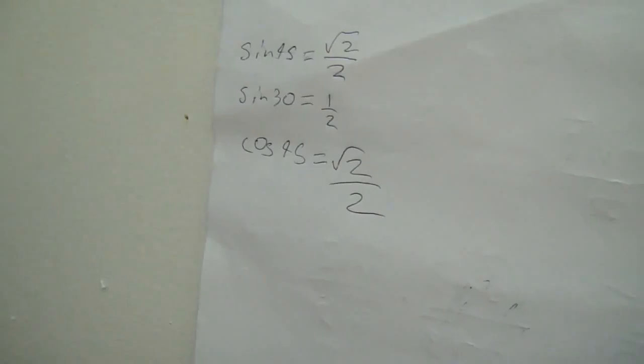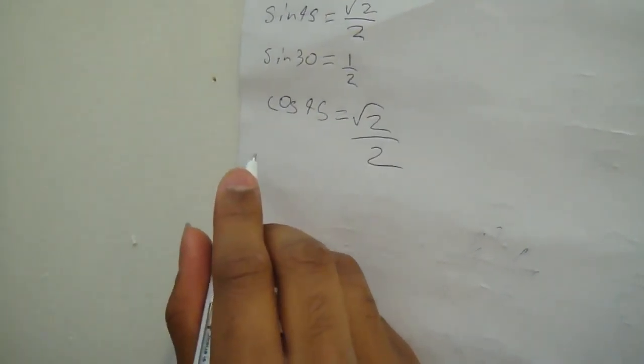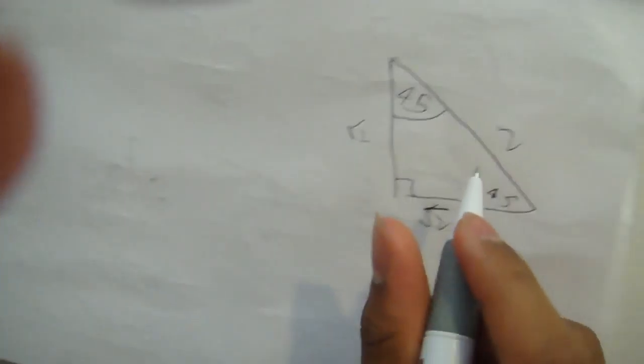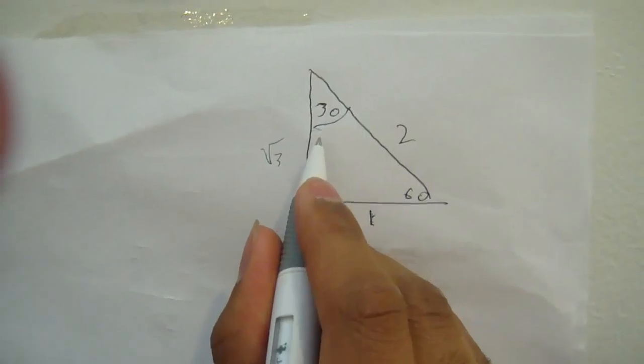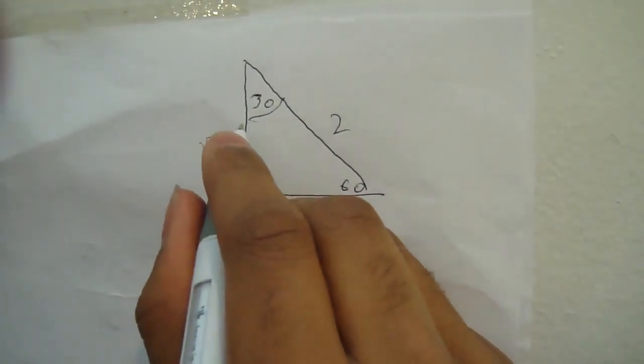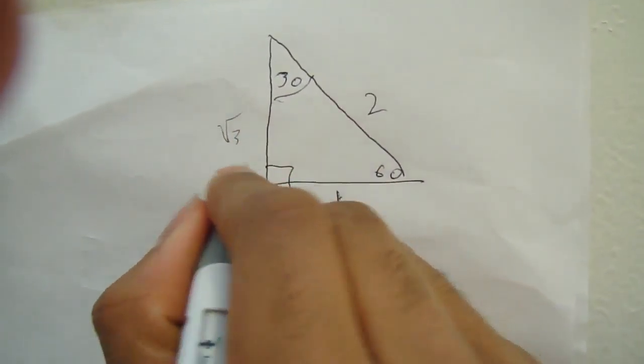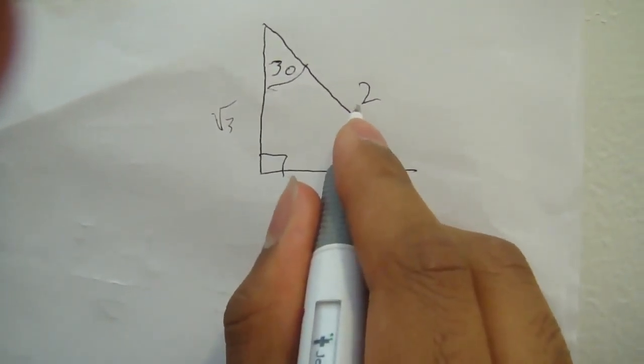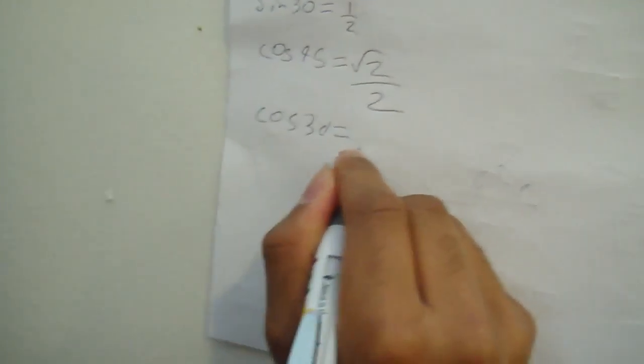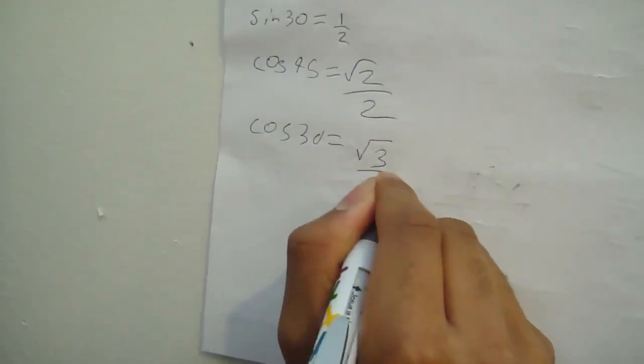Now we need to find cos of B, which is 30 degrees. So what would cosine of 30 be? Since it's adjacent over hypotenuse, we would use the adjacent, which is square root of 3, and the hypotenuse, which is 2. So cos of 30 is equal to square root of 3 over 2.